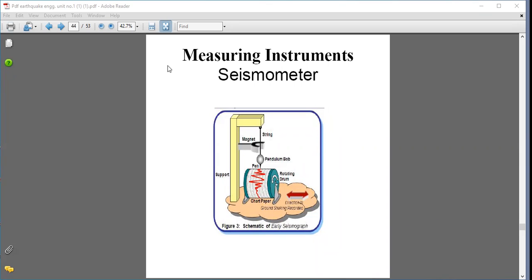In the last lecture, we completed the last point, which was related to the measuring instrument like a seismometer. That part we have finished. Magnitude and intensity, the magnitude of earthquake and the intensity of earthquake, those points we have finished in the last lecture.